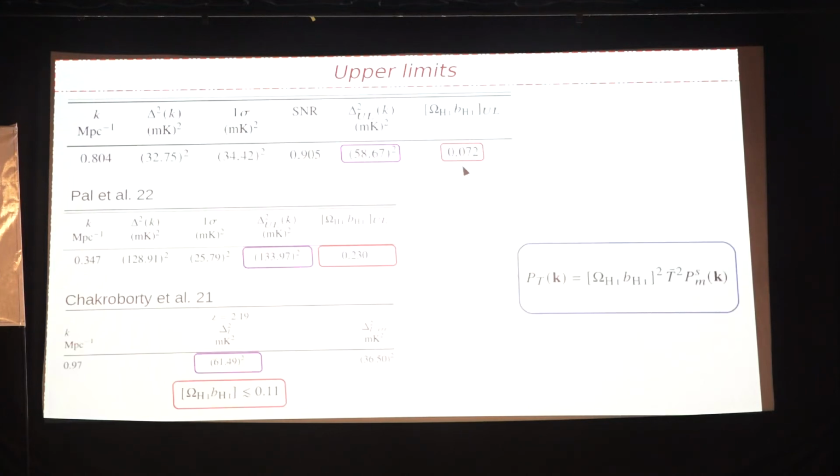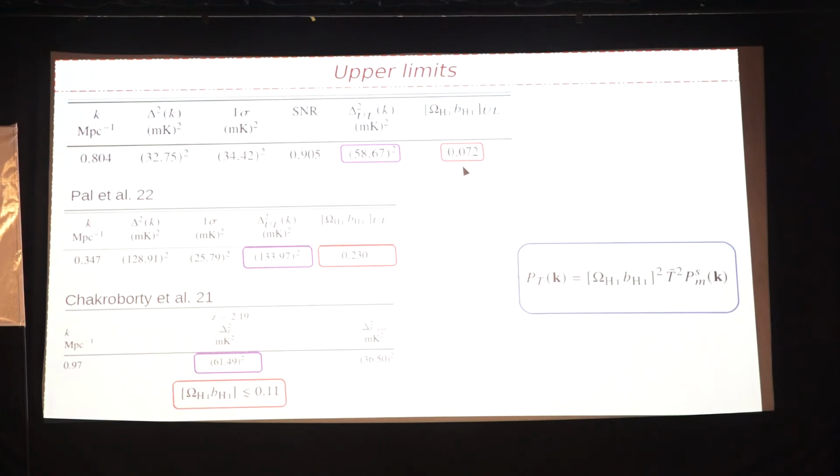Okay, so these are the upper limits that I'm quoting here. At k equal to 0.8 megaparsec inverse, we have delta square equal to around 33 millikelvin square, with a noise similar to the signal. We have an SNR of around 1, and the upper limit we get is around 59 millikelvin square, which corresponds to the upper limit on omega HI b HI to be 0.07, which we obtained from the dark matter power spectrum using this equation.